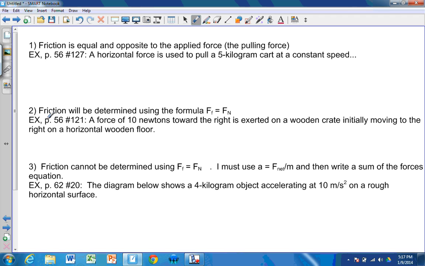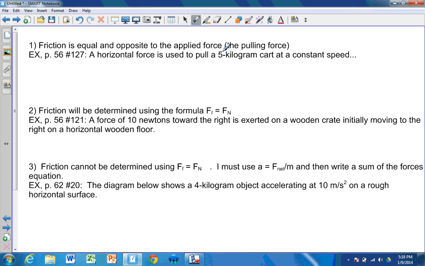And the first way is this. We are expected to know that friction is equal and opposite to the applied force if I have a constant velocity scenario. So that's one way. You're not using an equation, you're just using your logic, but that is a friction question.